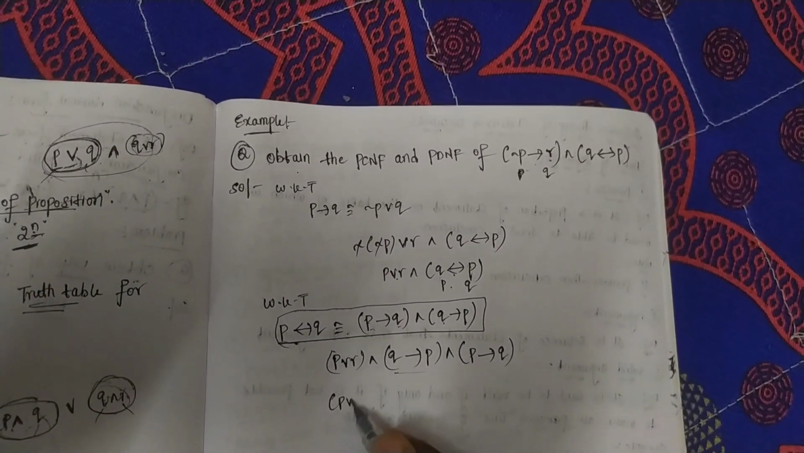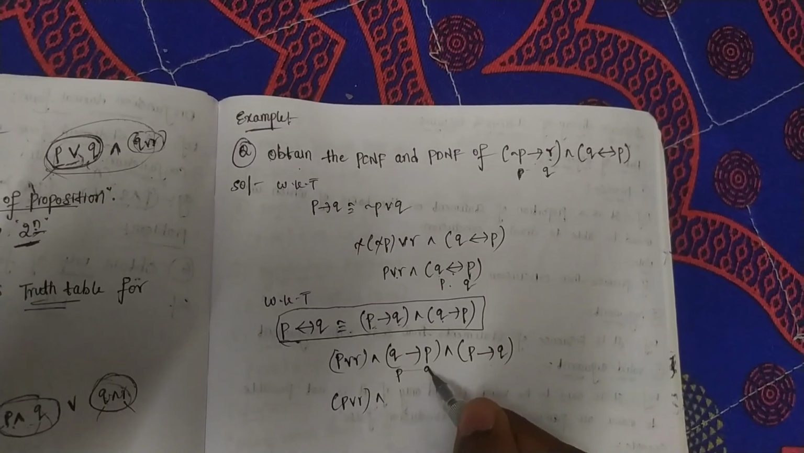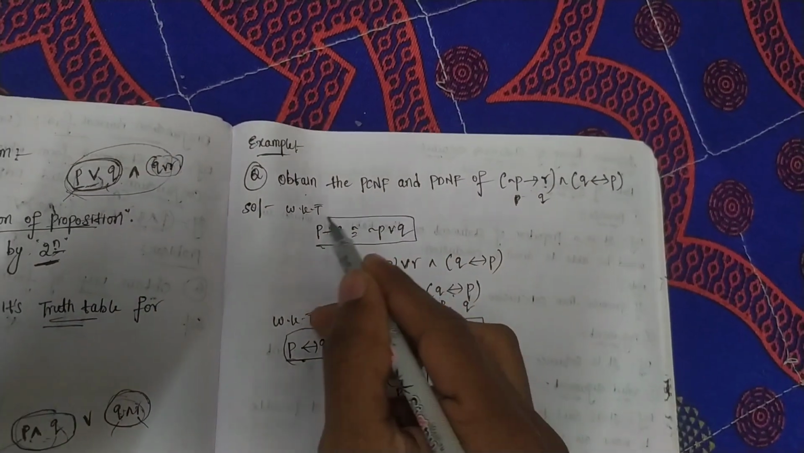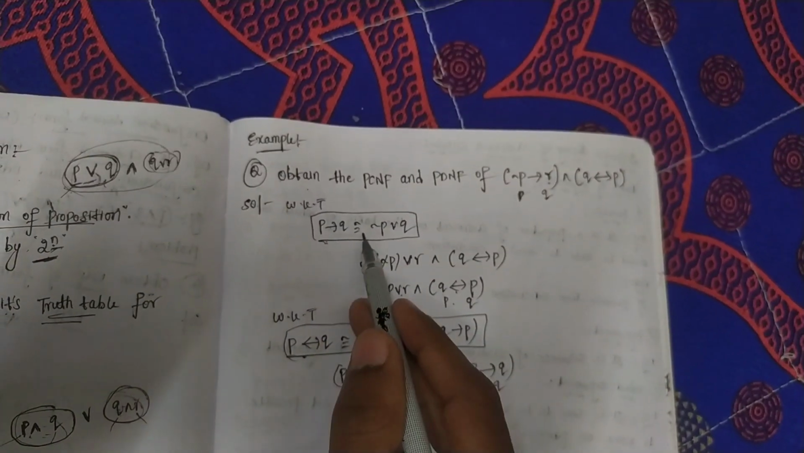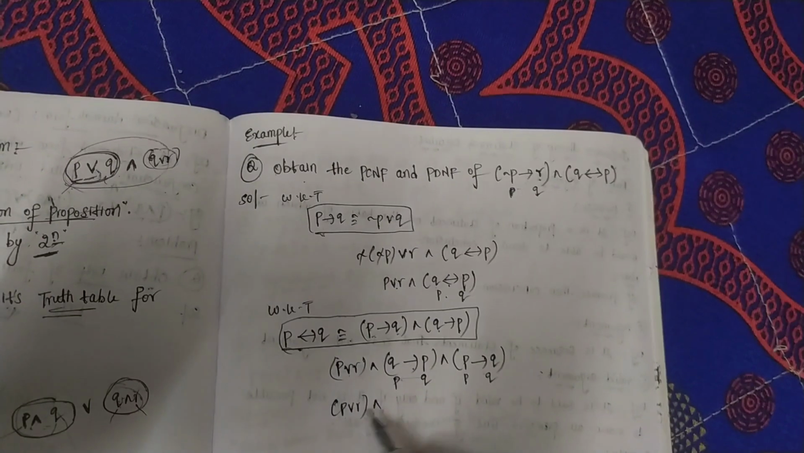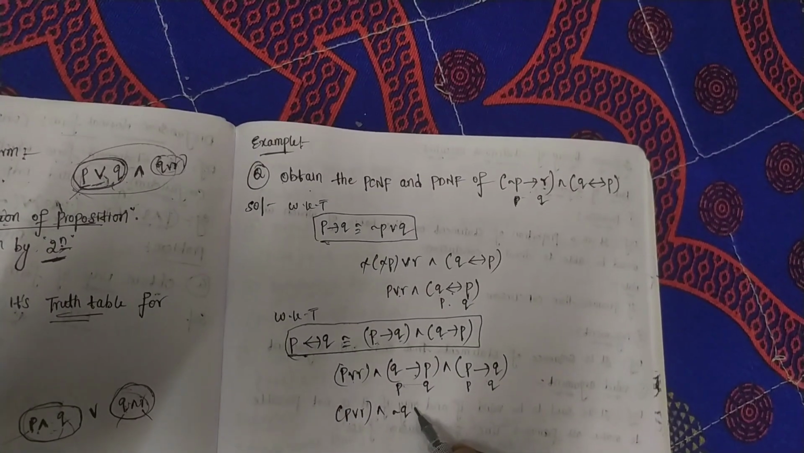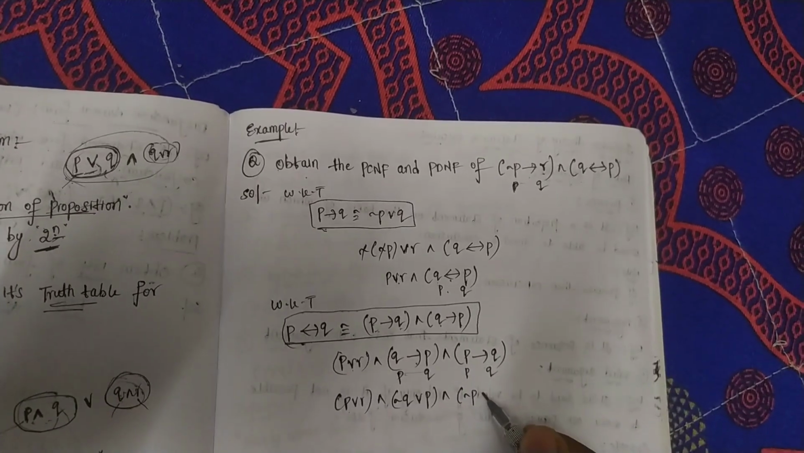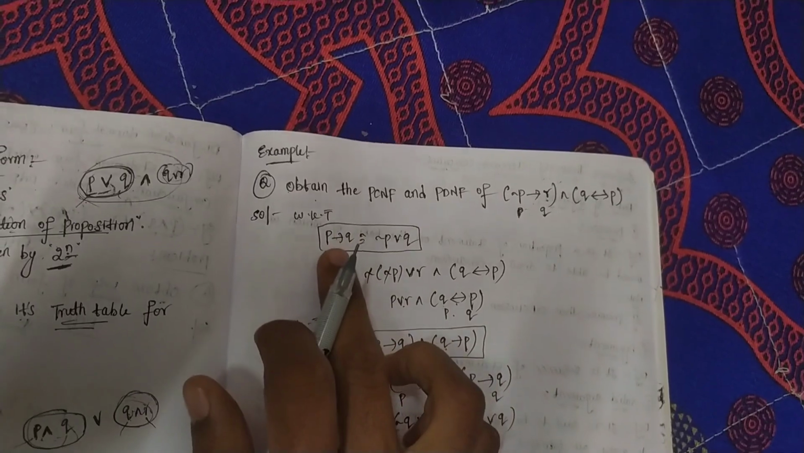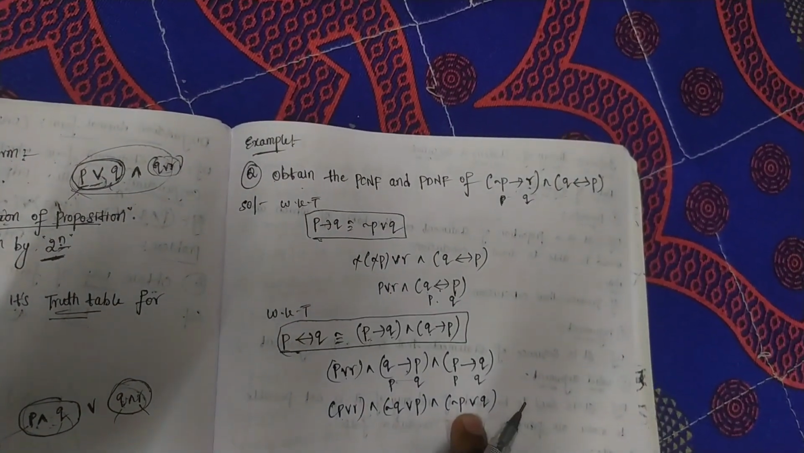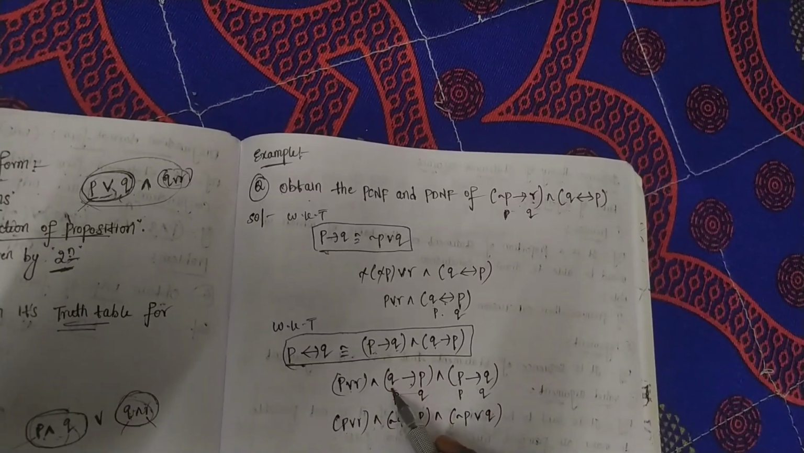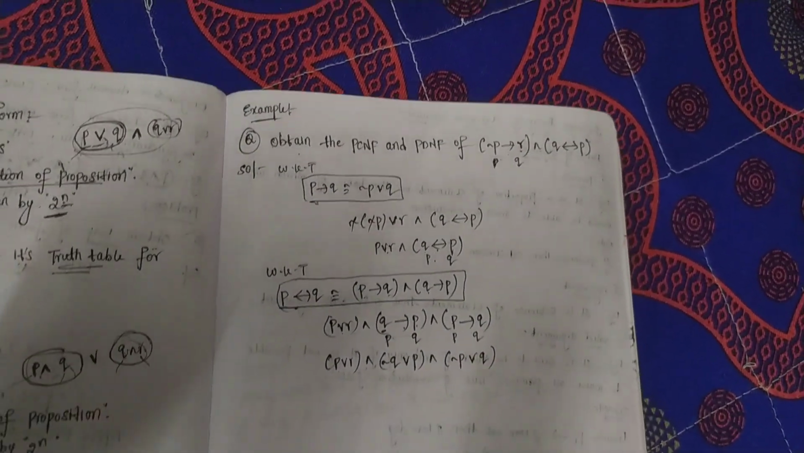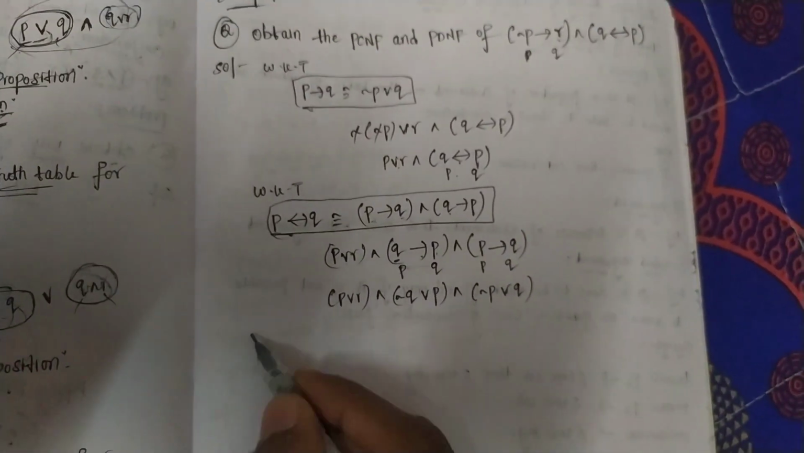So here P implies R, and take it as P and take it as Q. By using this formula, P implies Q, here we have implication now. So using this formula, P implies Q equals negation P or Q. Writing this same as here: negation Q or P, and negation P or Q. Here it is Q implication P, so we assume this as P and this as Q. By applying this formula we get negation Q or P.